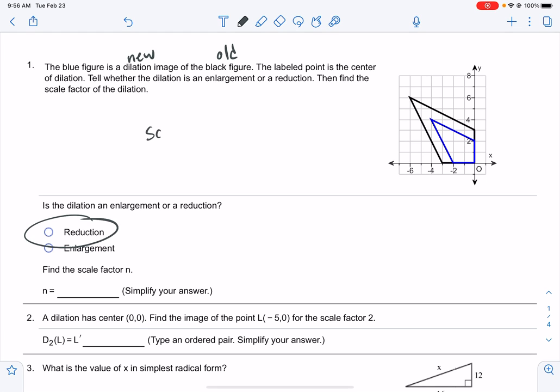And remember, to find the scale factor, you measure part of the new shape and divide it by part of the old shape. So I would pick the easiest side that you can. So for me, I'm going to measure this side right here of the blue shape, and that is 2 long. So I'm going to put 2 on top. Now that same side for the black shape is 1, 2, 3 long. So that goes on the bottom. So my scale factor is 2/3.